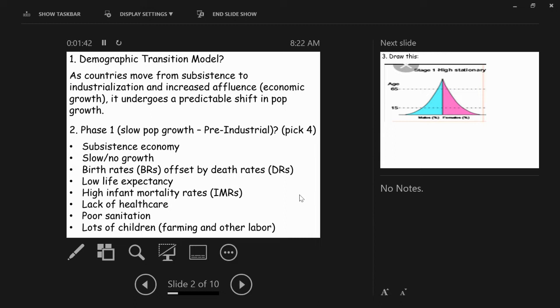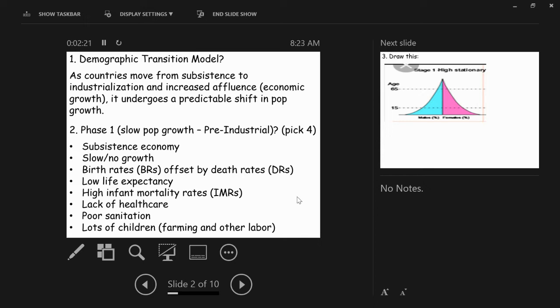All right, so phase one. Just pick 4 of those characteristics. Families are going to have lots of kids because they're going to need those extra hands on the farm, or extra hands to get food, or extra bodies to make money. Poor sanitation, so you're going to have higher infant mortality. Not very good access to healthcare, so you're going to have lower life expectancy.